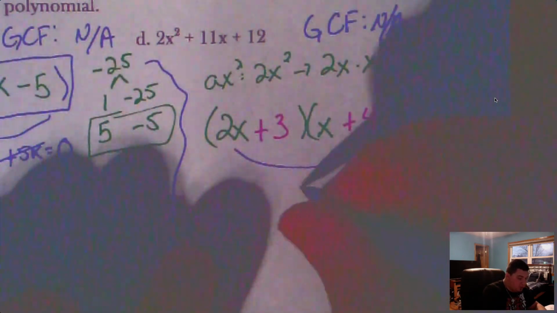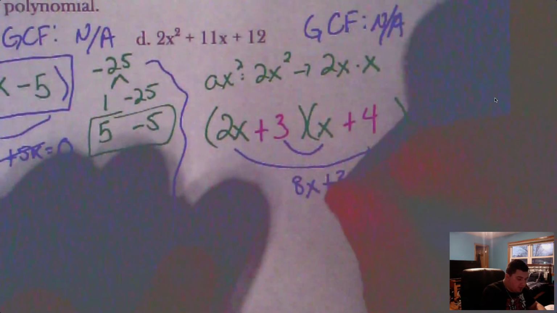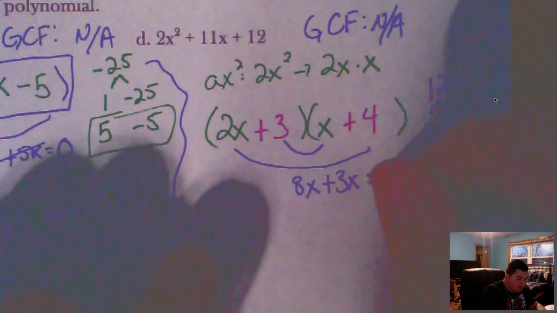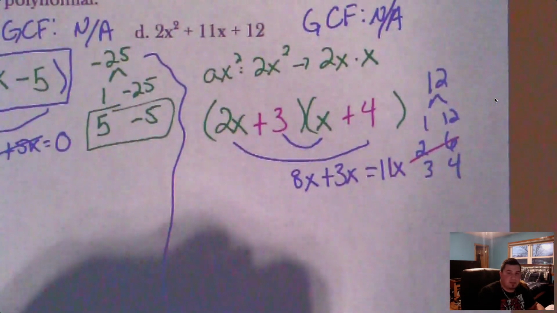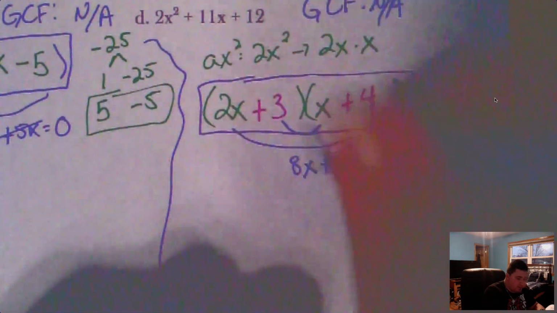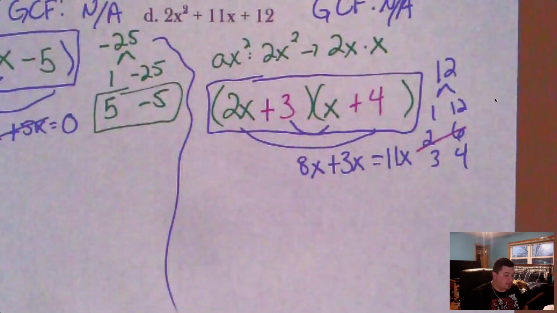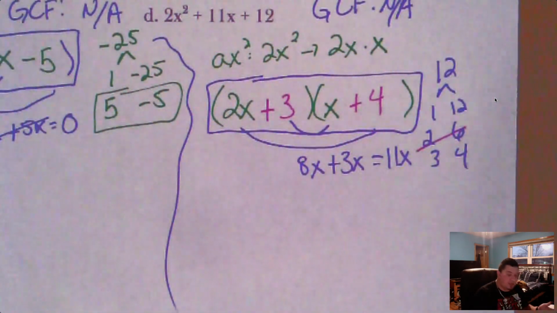2x times 4 is 8x. 3 times x is 3x. 8 plus 3 is 11x. And that means this is our factored form. All right. Again, worst case, if you make a guess and it does not work out, try something new.